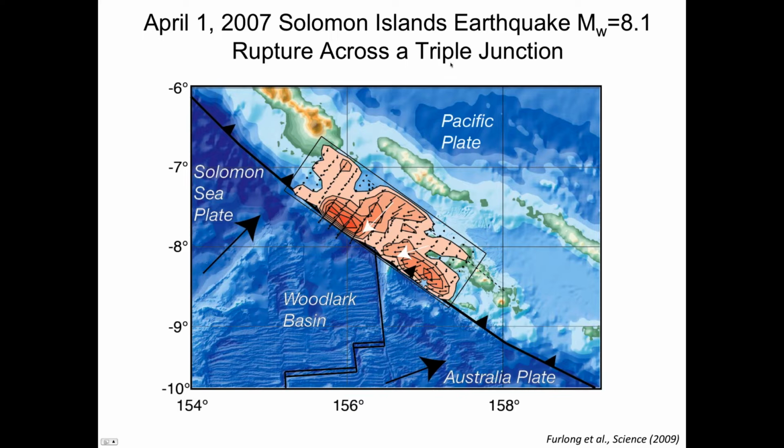In 2007, on April 1st, there was another great earthquake that was particularly interesting. It happened in the Solomon Islands. This is the area where I had done my very first paper in seismology, working on large earthquakes up in the northwestern section of the Solomon Islands. That area was distinctive in that very large and great earthquakes commonly happen in pairs.